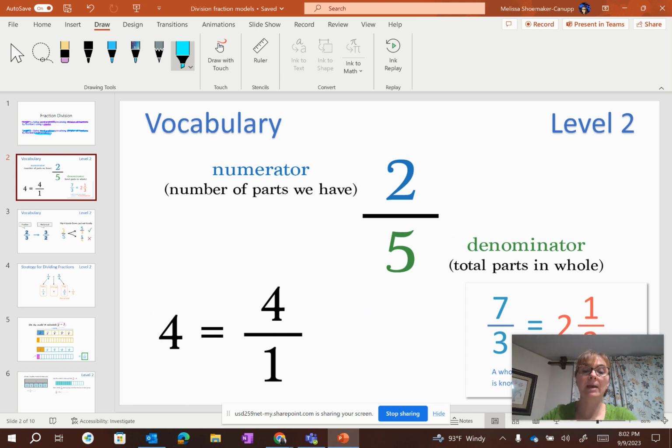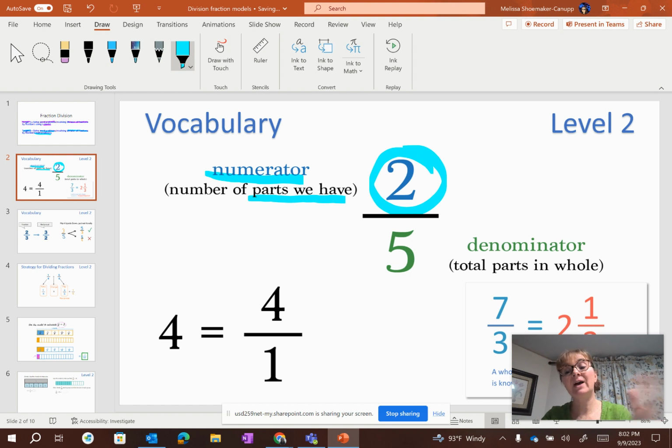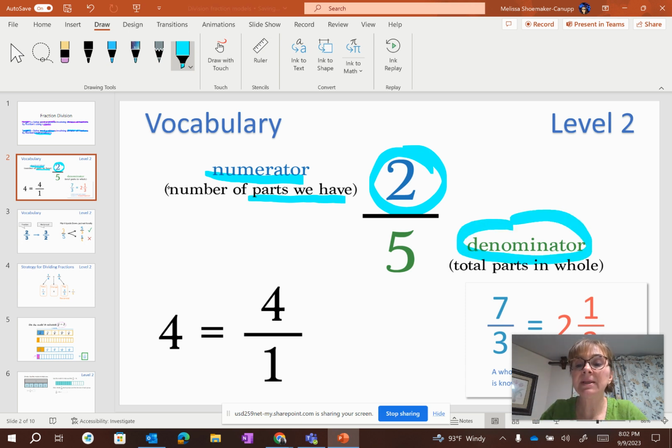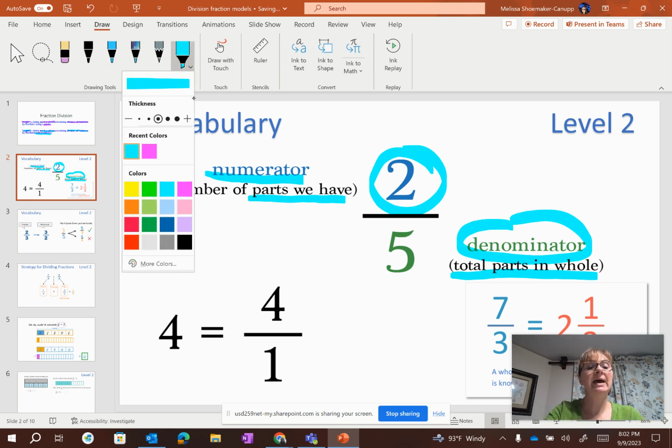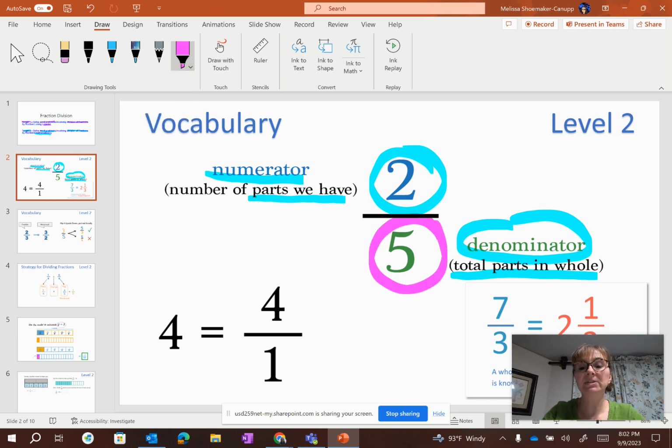Let's start with vocabulary. We have numerator. Some of these you probably already know. The number of parts that we have, it's the top number. So if I said I ate 2/5 of a pizza, I know I ate 2 pieces of the pizza, and the denominator is telling me the total number. So that would mean that the pizza was cut into a total of 5 pieces.